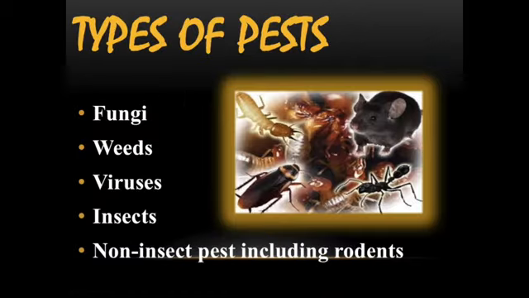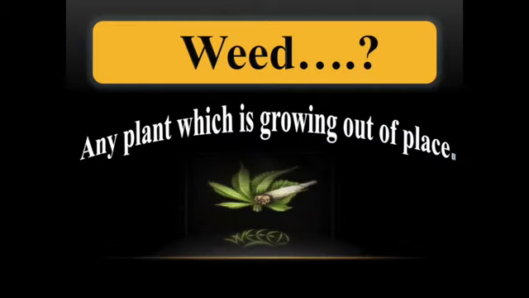What are the different types of pest? Usually pests can be classified as obtained from plant sources, for example weeds; animal sources, for example insects, mites, rodents; and microorganisms, for example fungi, viruses and bacteria. Other than these, some pests can be non-insect pests, which include rodents. Then there is a type of plant-based pest, it is a weed. What is a weed? Any plant which is growing out of place is called a weed.